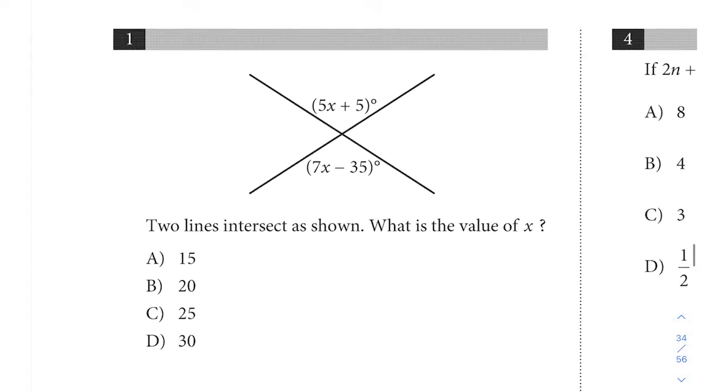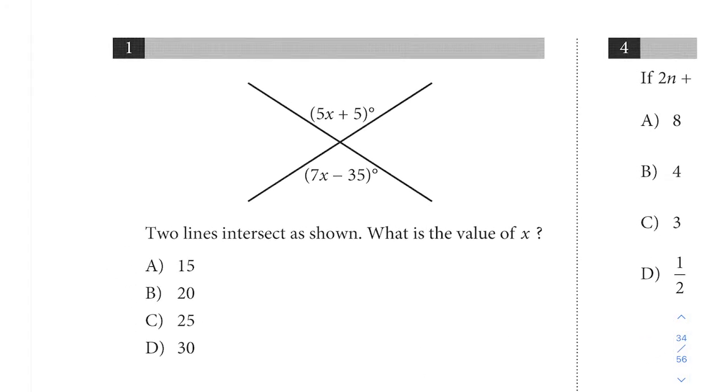So if we take a look here at number 1, it says 2 lines intersect as shown, what is the value of x? So the principle that they're testing here is to see whether or not we know the relationship of what we call vertical angles. So these two angles here are vertical angles, and vertical angles, or angles that are across from each other, the way that we see it displayed here, are always going to be equal.